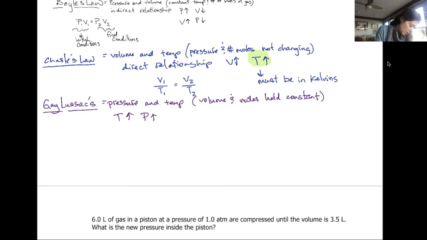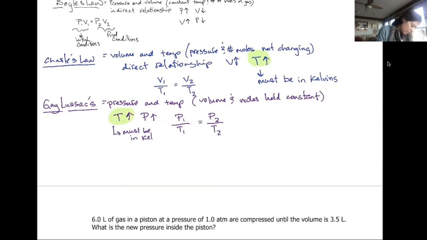So once again, we will have P1 over T1 equals P2 over T2. Make sure that your temperature is in kelvins, all right? It must be in kelvins.